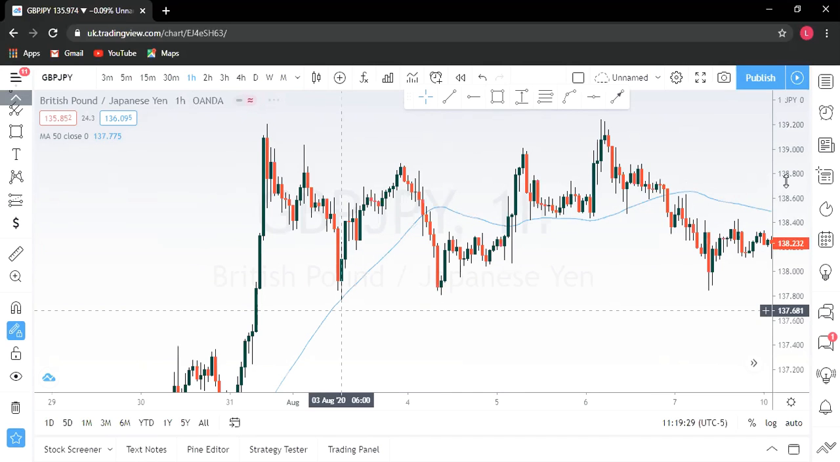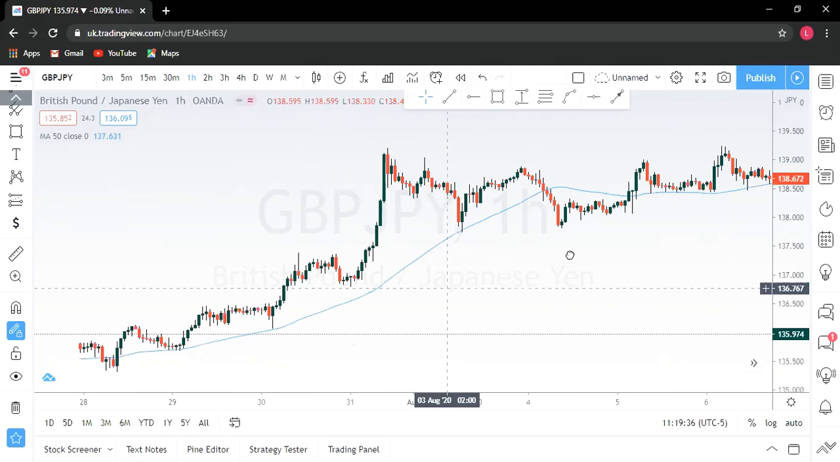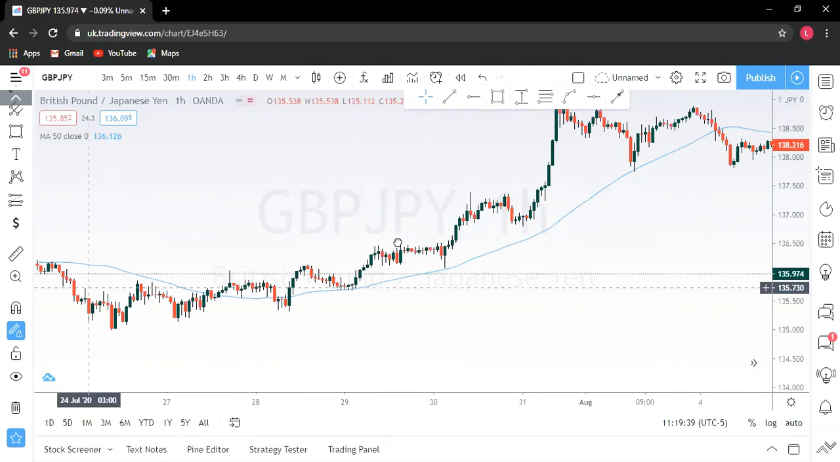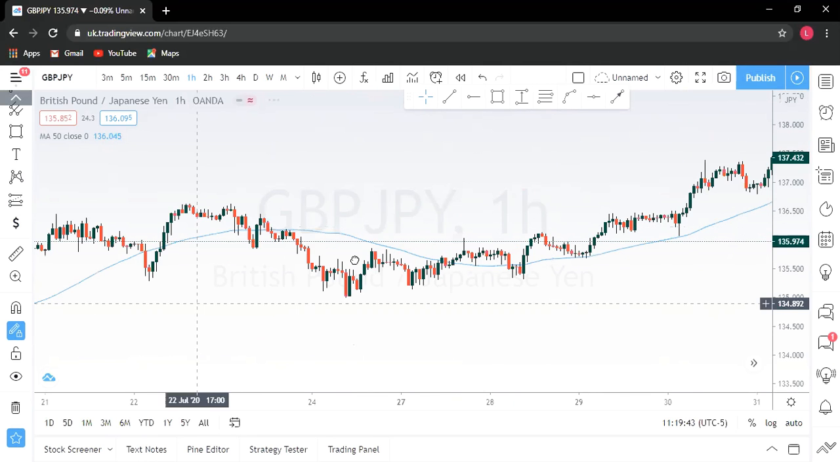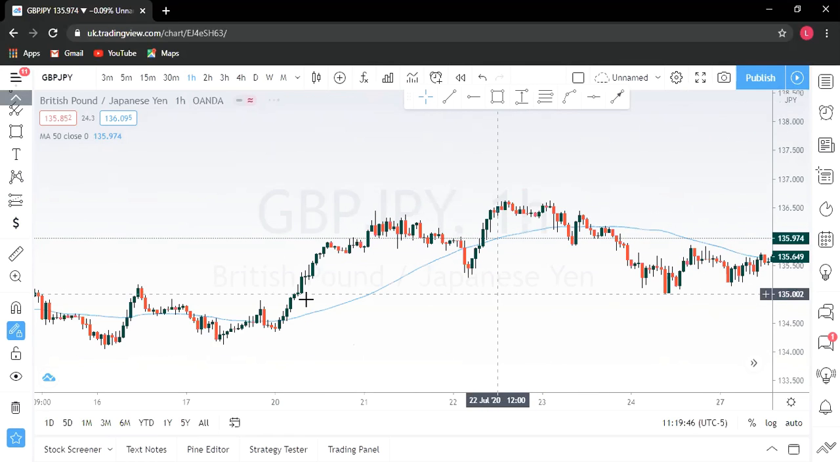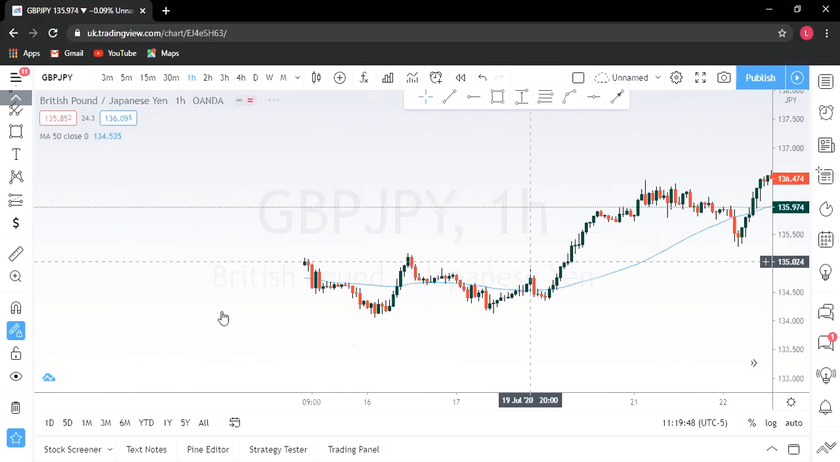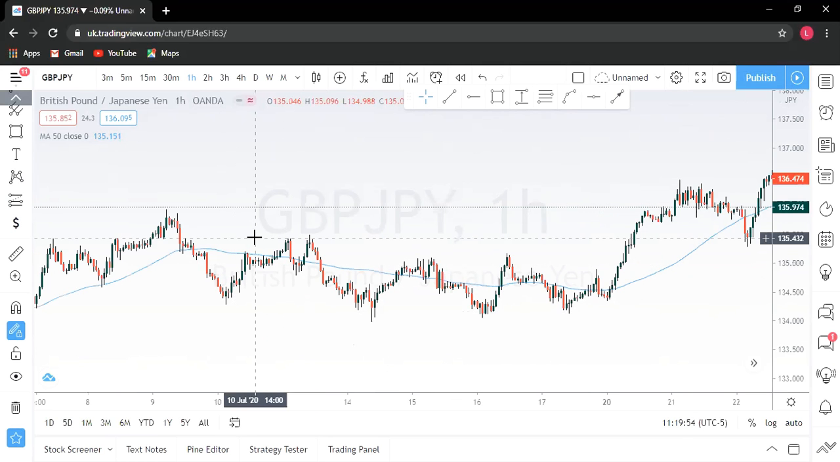Because one thing I want you to understand is, not all support and resistance will come back for a retest after breaking it. You understand? I've actually seen a lot of support and resistance that did not even come back to retest. Do you understand? So that is just it. It is not all support and resistance that will come back and retest.